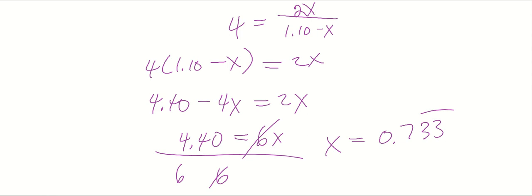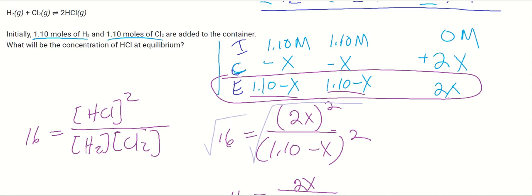Now, if you got this far, you got 1 bonus point. But this is not the answer, is it? That's what x is. The question is asking what is the concentration of hydrogen chloride at equilibrium. That's right here. So we're going to take that number that's in our calculator and multiply it by 2. And our final answer is going to be 1.466666 and so on. We're going to round that to 3 sig figs, looks like, 1.47.